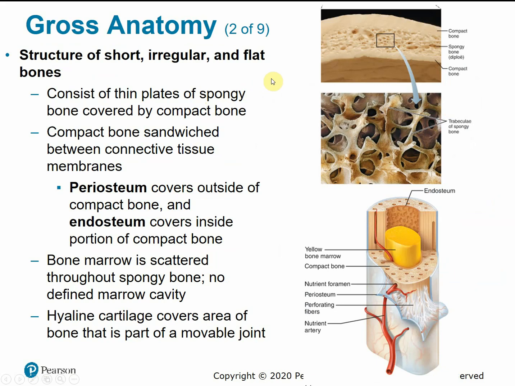Short, irregular, and flat bones consist of thin plates of spongy bone that are kind of sandwiched between compact bone. So the periosteum is the connective tissue layer that's covering the outside of the bone and helps to serve for muscle, tendon, and ligament attachments. And the endosteum is going to line the inner cavity of the bone. So bone marrow will be scattered throughout that spongy bone. It doesn't have a defined marrow cavity like we do with the yellow marrow in that medullary cavity. And then hyaline cartilage will cover the areas of the bone that are part of a movable joint, just to reduce that friction of the bone ends as they move across one another.